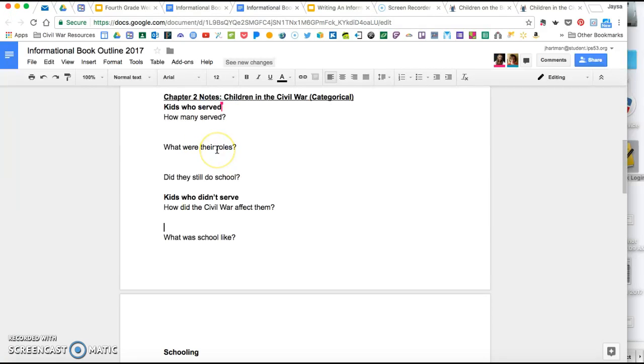The next one, what were their roles? Like, what did they do? Were they all soldiers? Were some of them musicians? I want to know all the different kinds of things that they did, okay? And then the next one was, did they still do school when they were going out into war, okay? And I might not find answers to all of these, and I might find other stuff that's really important, and that's okay too, okay? But you want to stay pretty close to what your research questions are when you're finding information, okay?